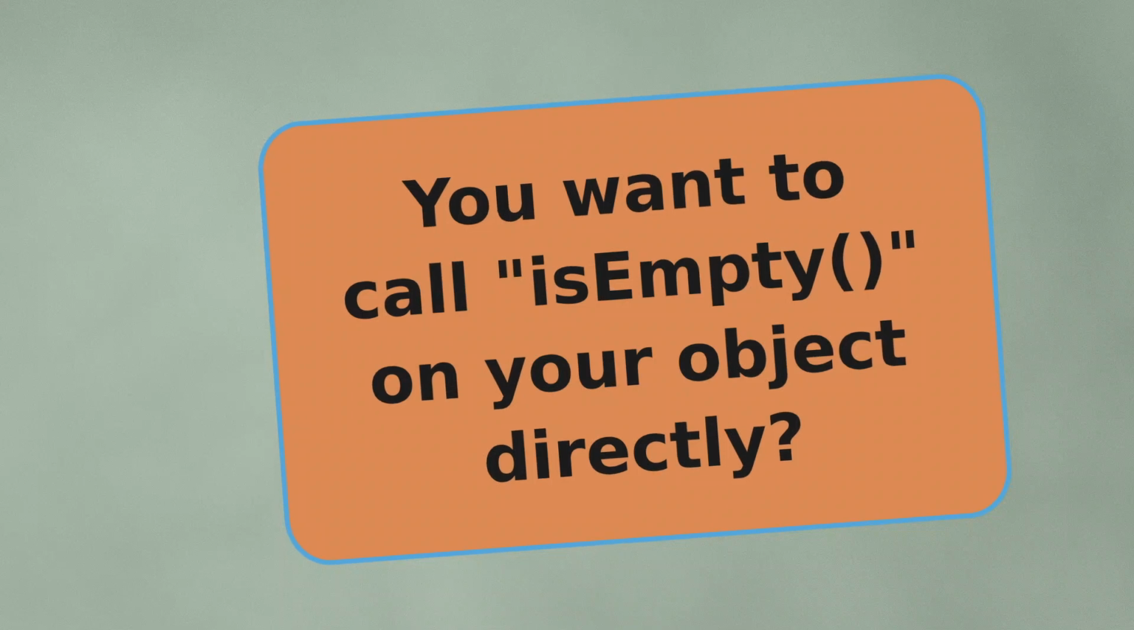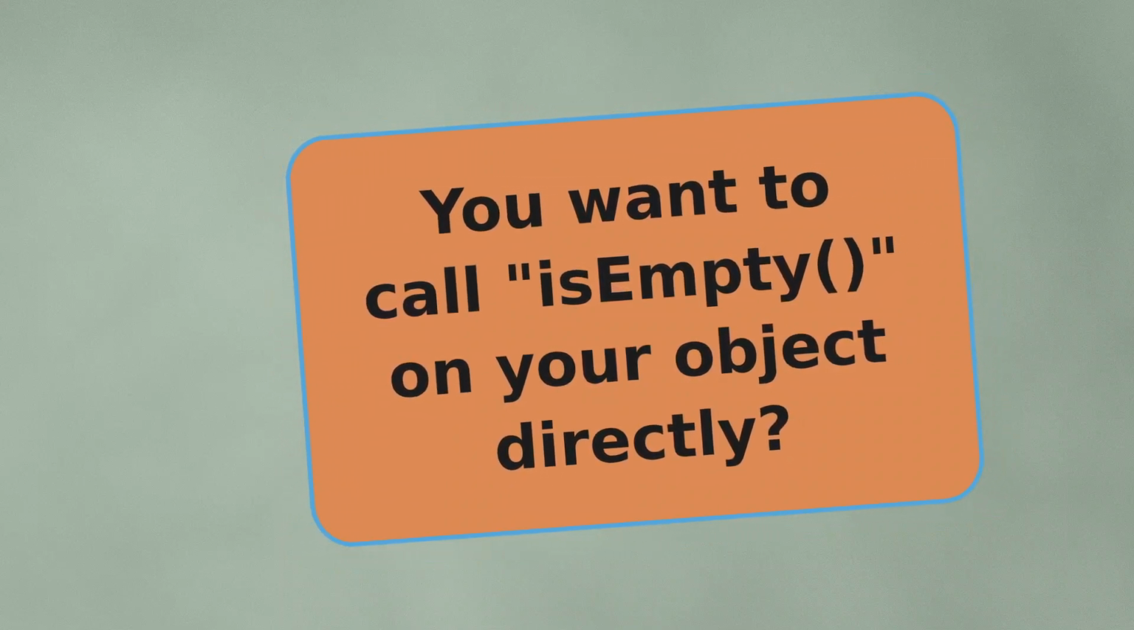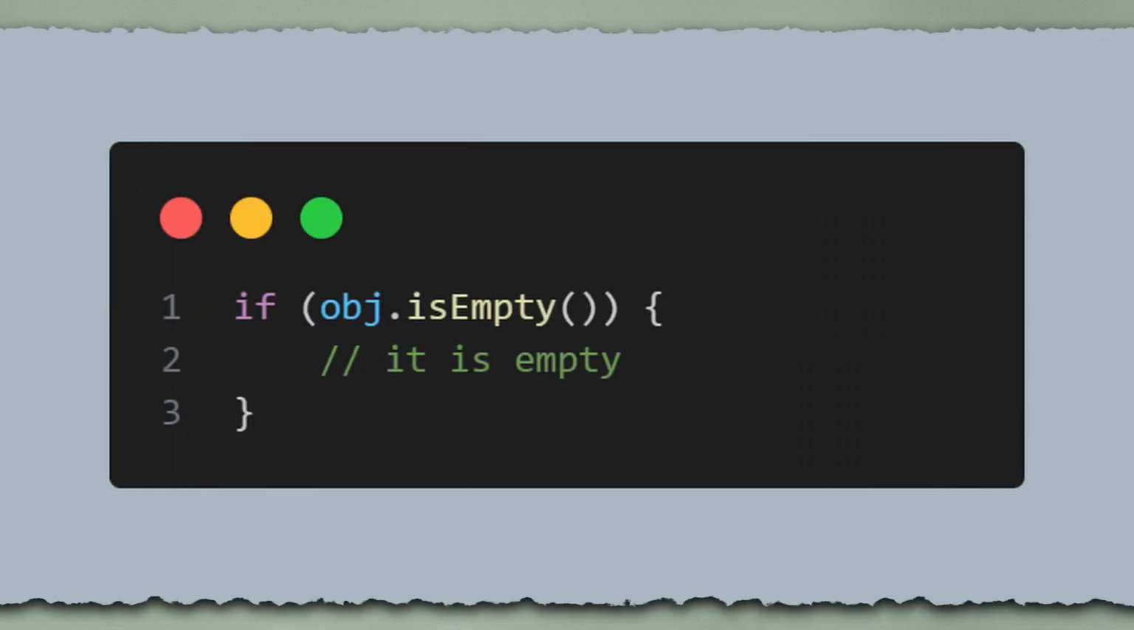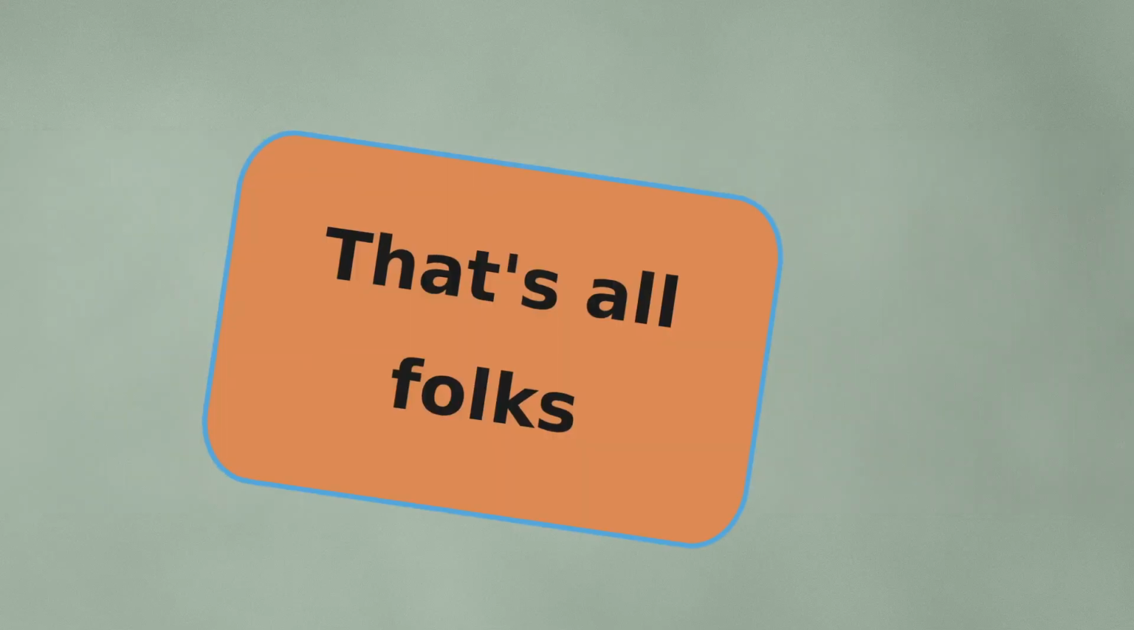There's one more thing I want to show you. If you want to use your custom isEmpty function regularly, you might want to be able to call it directly on the object like this. And you can do this quite easily by extending the Object prototype with your function. You just have to use the this keyword to access the desired object. Simple as that.